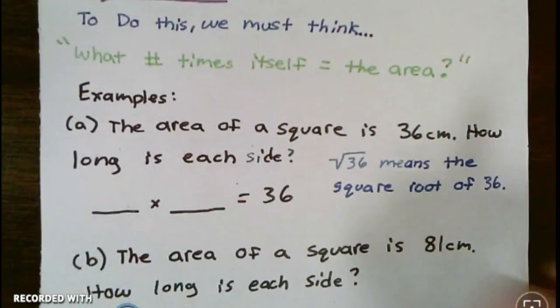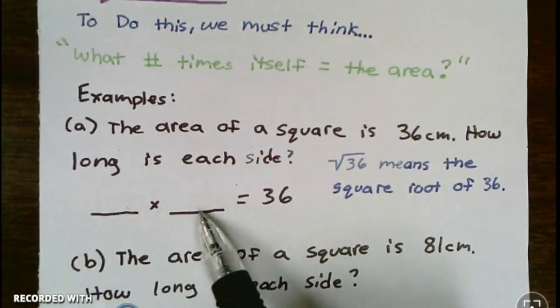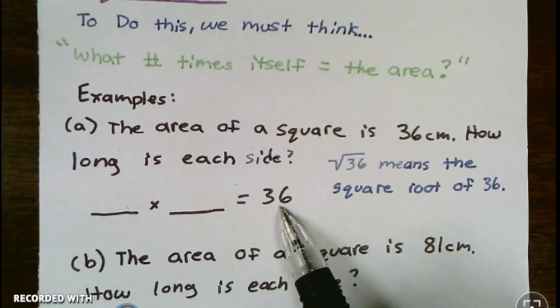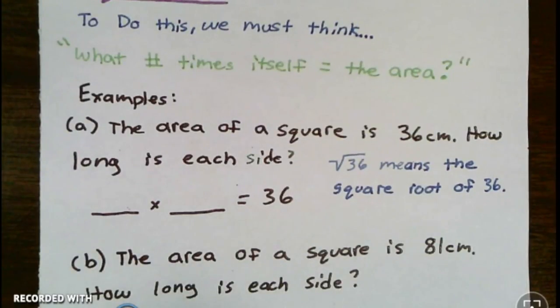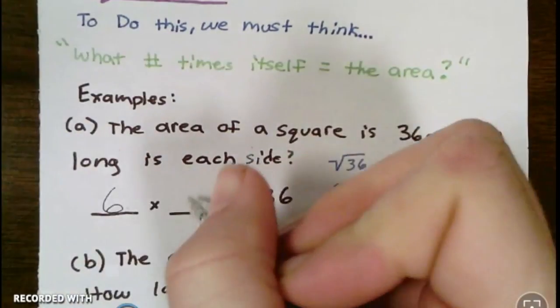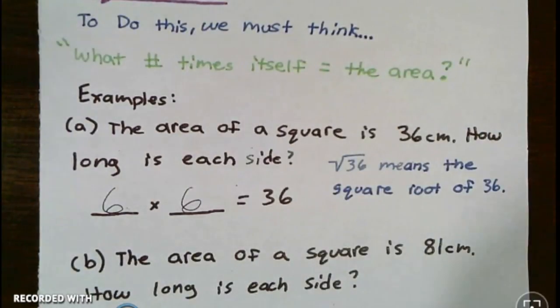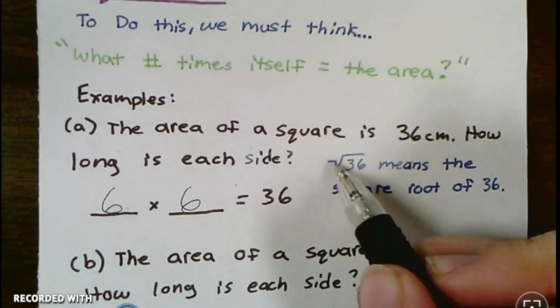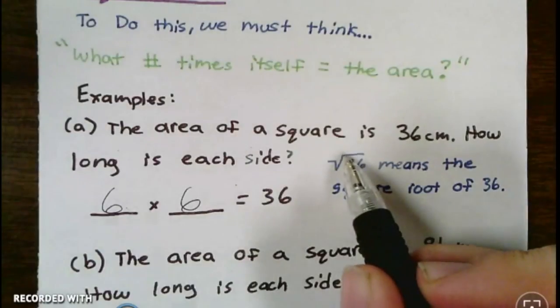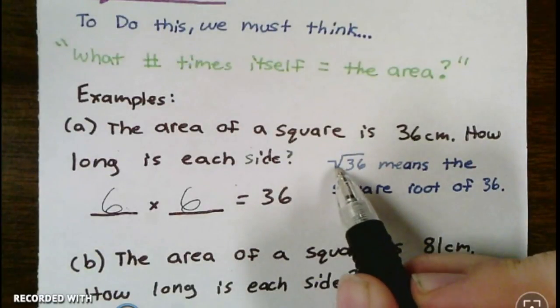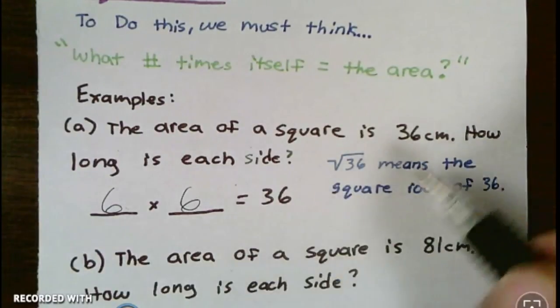Here's some examples. The area of a square is 36 centimeters. How long is each side? Well, think, some number times itself equals 36. What is that number? Good, it's 6. 6 times 6 is 36. And we write this right here. See this little funky symbol? It's like a division sign with a little part that comes up like a V and goes out.